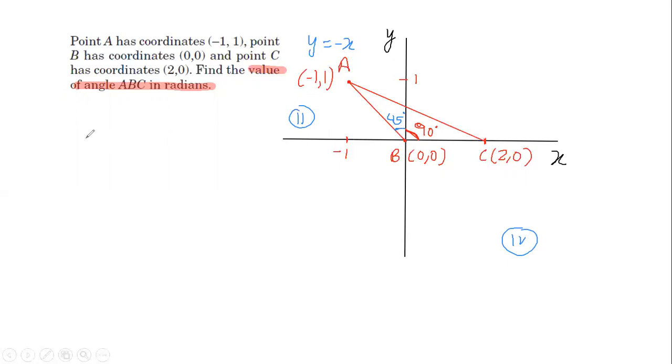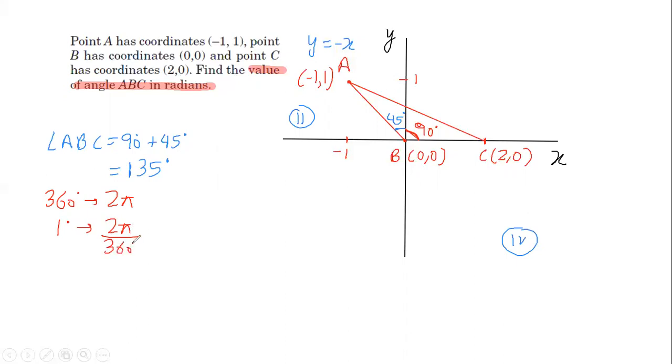Now, if I take the sum, angle ABC will come out to be 90 degrees plus 45 degrees. That's actually 135 degrees. So I got the angle in degrees, but be careful. The question is not asking me the angle in degrees. The question is asking me the angle in radians. So I have to convert this 135 degrees into radians. As we learned before, we can directly do it because we know the conversion: 360 degrees is always equal to 2 pi radians. So 1 degree will always be equal to 2 pi over 360. That's a very basic unit.